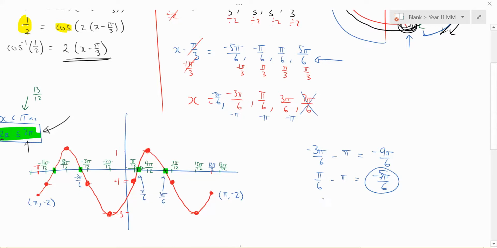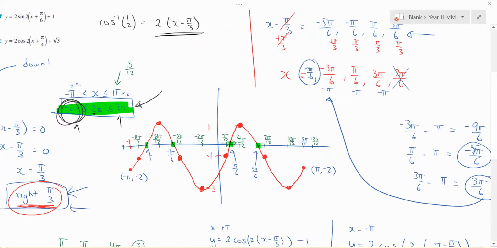Whereas if you actually did the next one, 3 pi on 6 minus pi, this is negative 6 plus 3. Negative 3 pi on 6, which we already got as a solution. Okay, we already got this over here. So the one that we're missing is negative 5 pi on 6. So now I know this is negative 5 pi on 6.